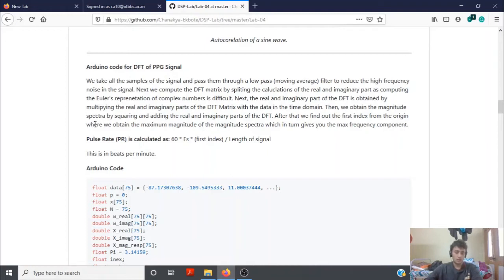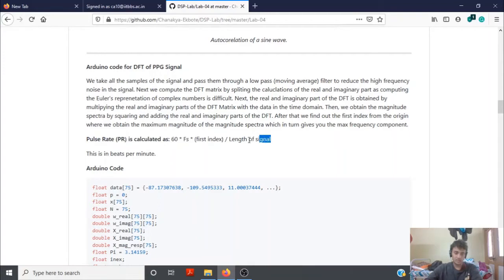Now, the pulse rate was calculated as, before we move on to that, you have to find the highest index of that magnitude spectrum in order to understand what the dominant component is. Once you have the dominant component, you can calculate the pulse rate, because then you get to know the time period. Like I said in the previous case, pulse rate was calculated as 60 by the time period, and in our case it will be calculated by this.